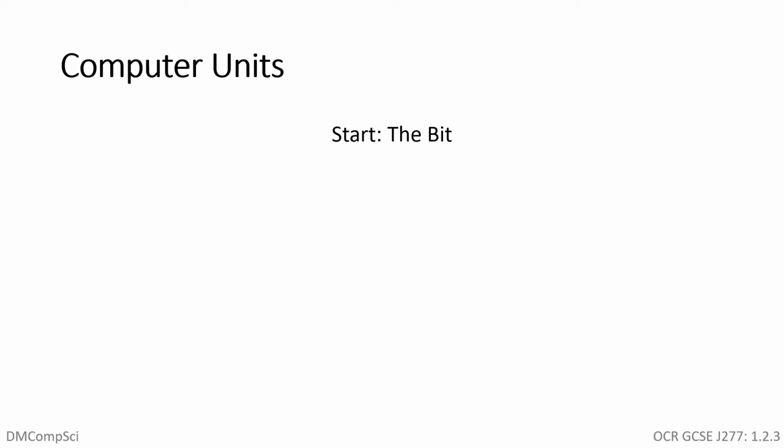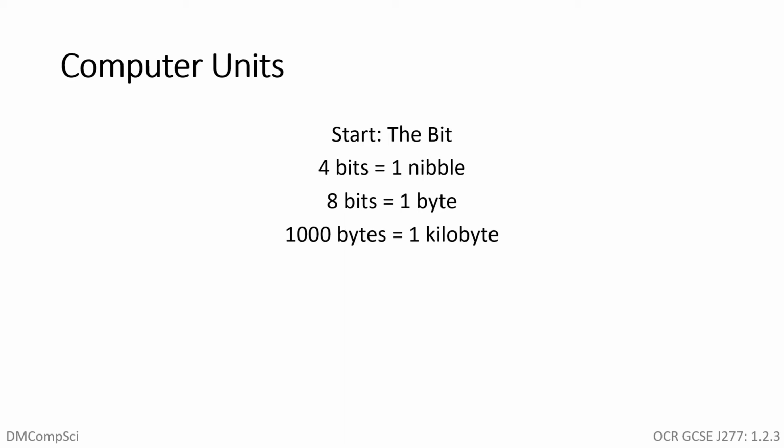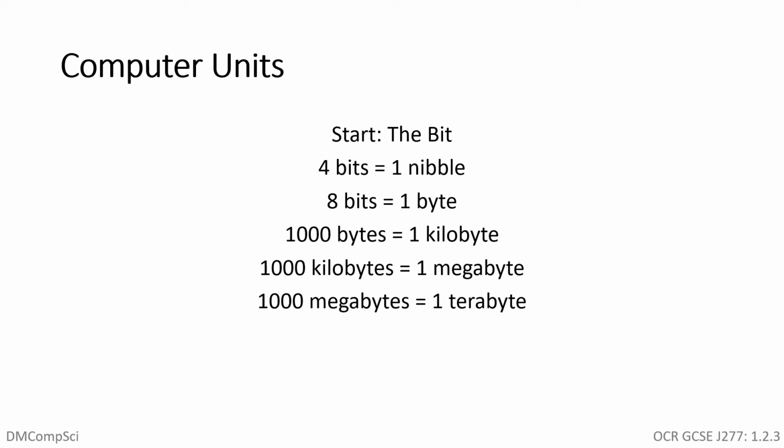We start off with the simple bit. Then we have a nibble, which is 4 bits. This isn't used very widely, but it's important for a couple of topics that we will cover. When we have 8 bits, we call this a byte. When we have 1,000 bytes, we call this a kilobyte. 1,000 kilobytes then make a megabyte, and 1,000 megabytes then make a terabyte, and finally 1,000 terabytes make a petabyte.